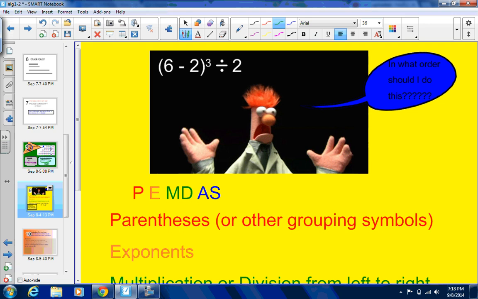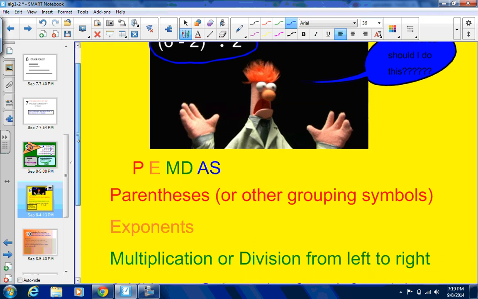So we're given this problem up here. I will circle it in blue. It says 6 minus 2, and that's all in parentheses, so the quantity cubed, to the 3rd power there, divided by 2. Now what do I do? Do I take the numbers out of the parentheses? What do I do first?